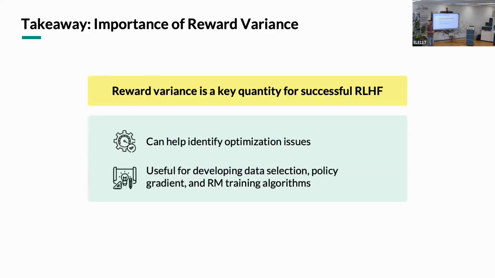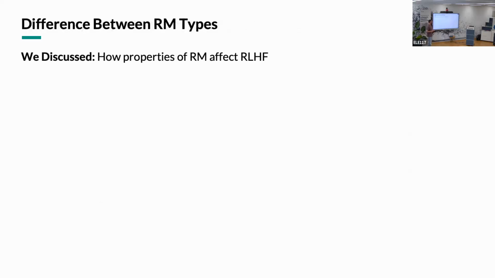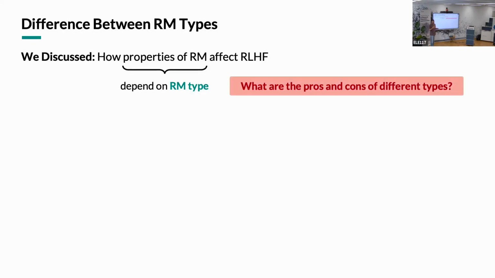Yeah. And now one last remark that I'd like to make on RLHF before moving on. We talked about how properties of the reward model affect RLHF. Now, these properties depend on the type of the reward model, for example, its parameterization, how we produce a reward based on our neural network. And despite the fact that there are several different reward model types, and sometimes they're quite similar, sometimes not, we don't really know the relative advantages or disadvantages. When should we use which type of reward model?